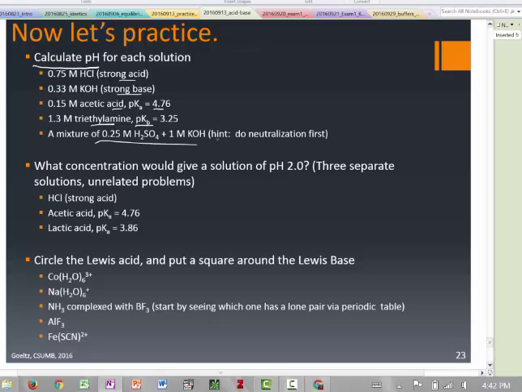Now, second one, what concentration would give a pH? So that's the reverse, right? That's where, okay, same equation, same squares of knowledge, but now I have a pH that's desired, and I need to calculate how much of that acid I need to add to get there. Okay? And then at the bottom, we identify Lewis acids and Lewis bases.